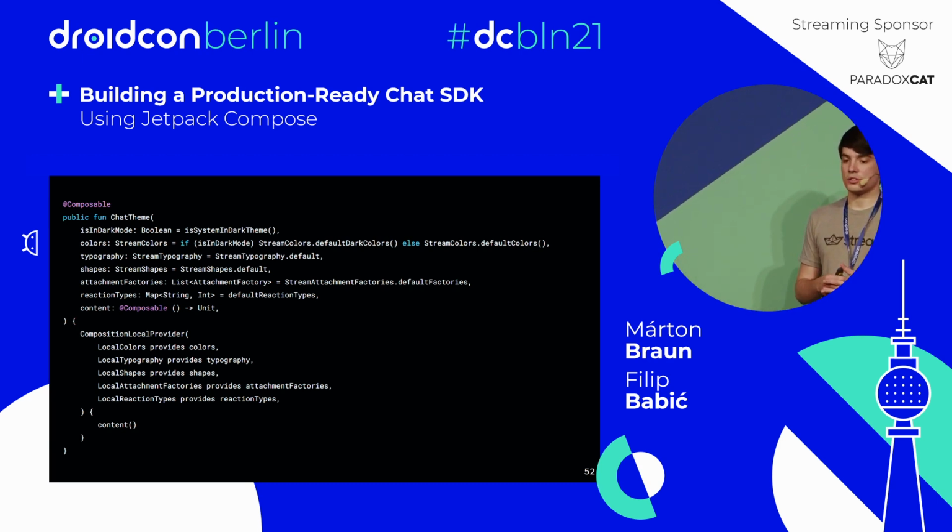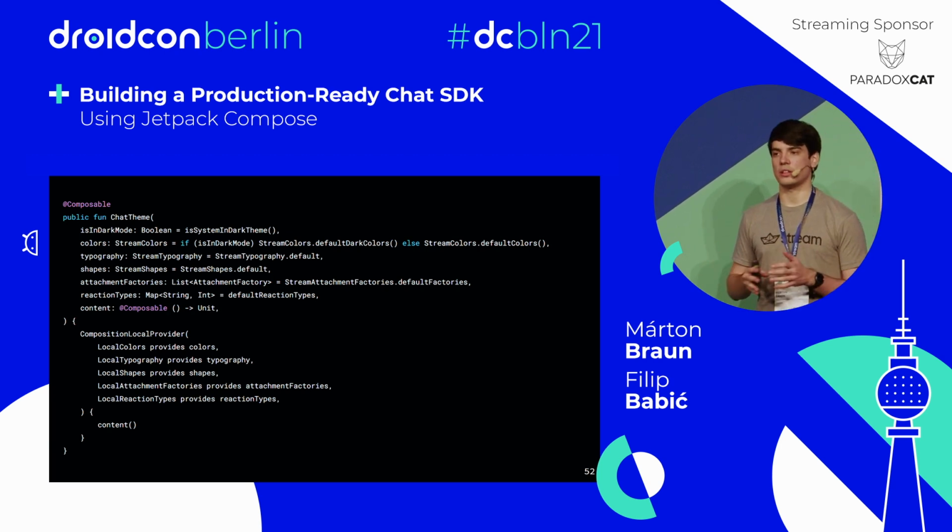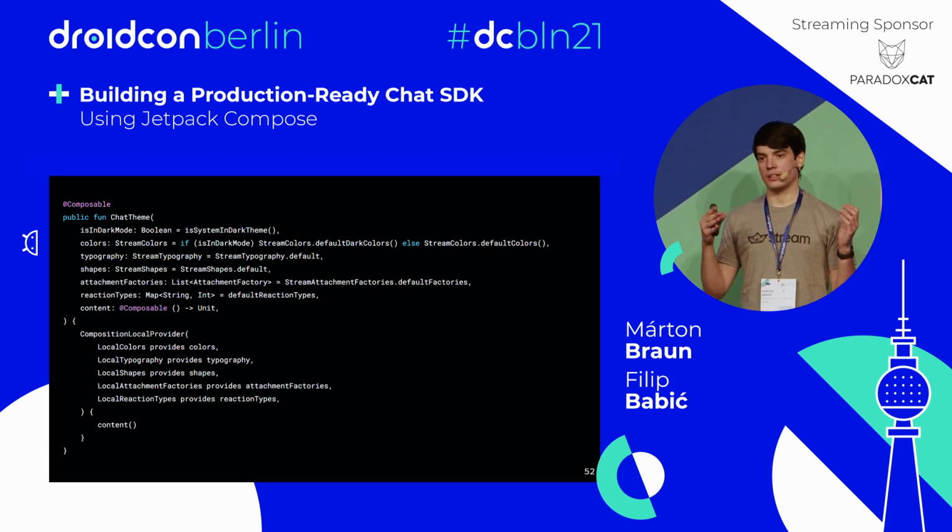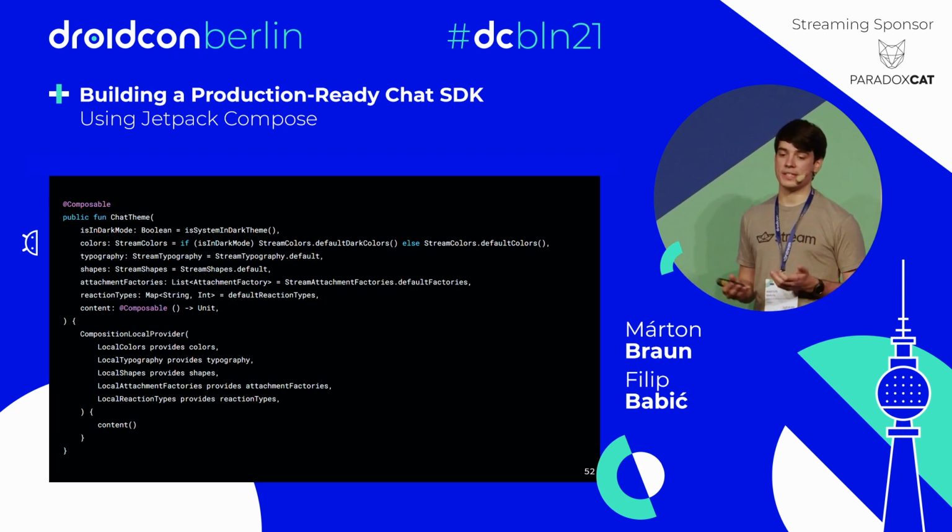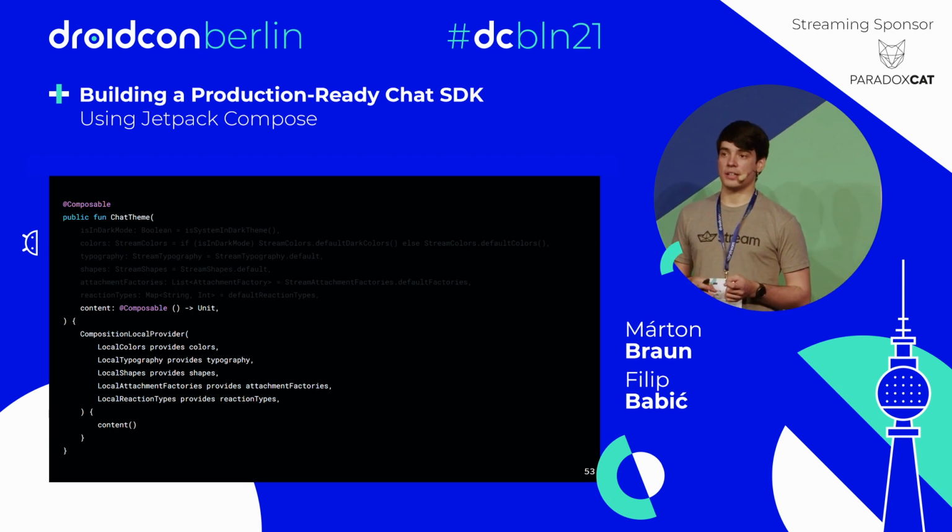Finally, let us show you our theming implementation. Our components don't match the exact theming system that Compose provides through material themes. So we have our own instead, which is simply called Chat Theme. And it works very similarly to how all of the default Compose theming approaches work.